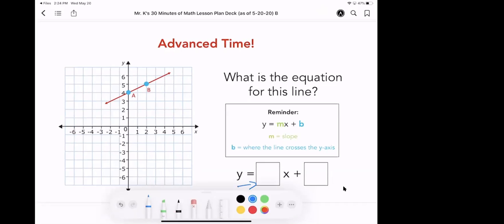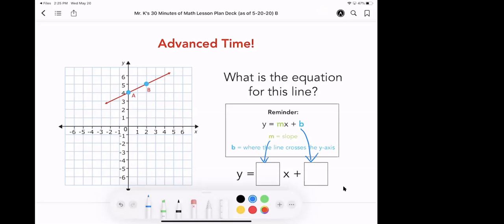And then box, meaning what goes in the box there, and then what goes in the box there. So the first one is going to be our slope, and the second one is going to be our y-intercept, where it crosses the y-axis. So go ahead and take a second and think about this, and type your answer into the chat box. Remember, m is the slope, and that is going to go right here, and b is our y-intercept, and that's going to go right here.